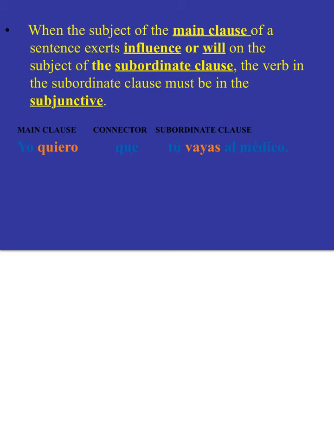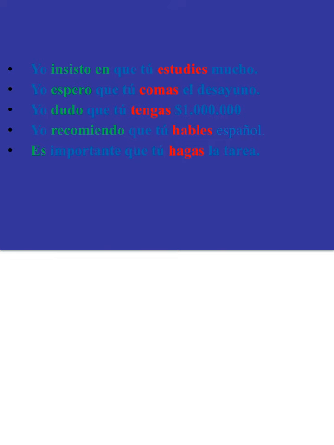Here's an example. Subject of the main clause exerts will, influence, emotion, doubt, or denial should be in there. On the subject of the subordinate clause, this verb is what's in subjunctive. Notice this is regular present tense. And this is connected by que. Here are some examples. Insisto en que estudies. These are regular present. These are subjunctive.